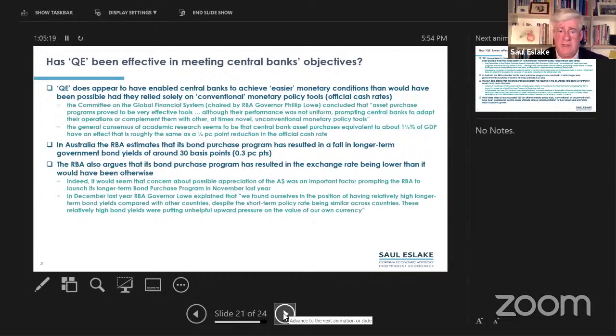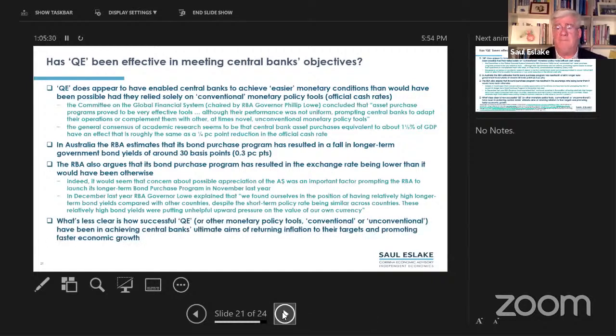And certainly the Deputy Governor and the Governor of the Reserve Bank have asserted with some confidence that the Australian dollar is lower than it otherwise would have been as a result of the QE that they've been undertaking.